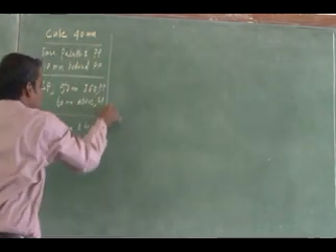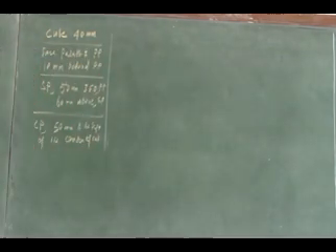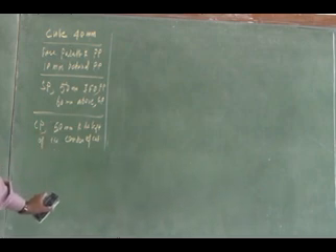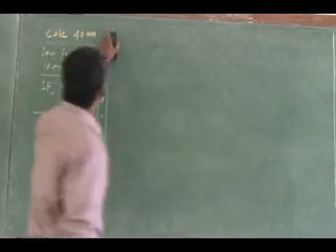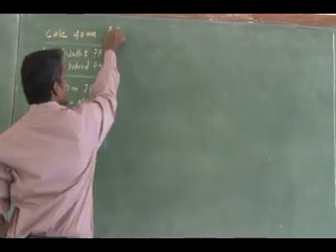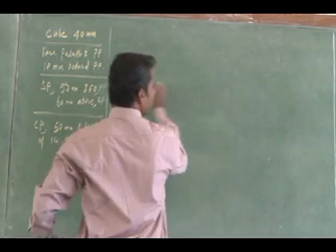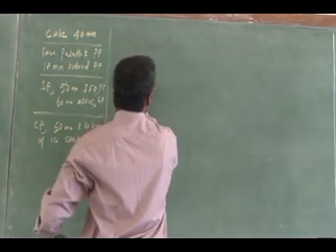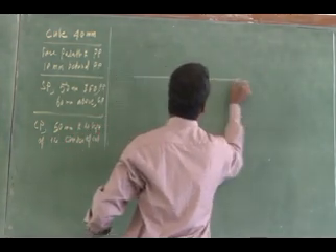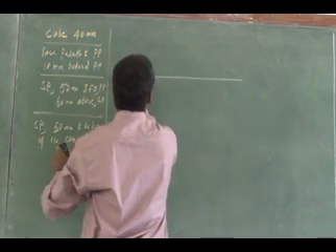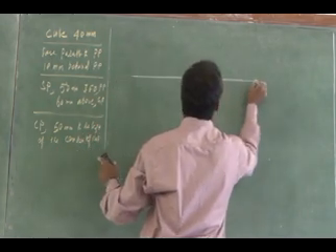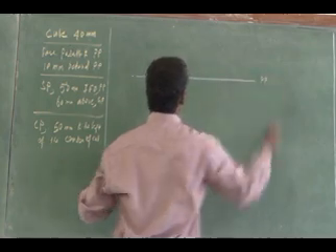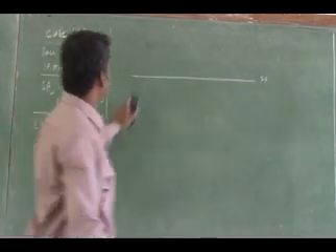So draw the perspective view of the cube. The problem is to draw the perspective view of the cube. See here. So you draw the picture plane on the top as a horizontal line. This is my picture plane. Right.